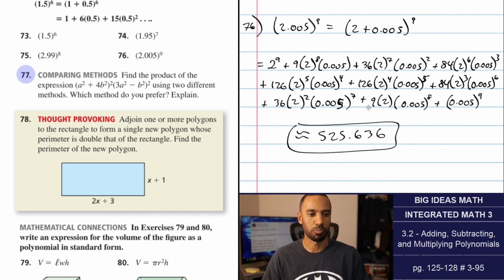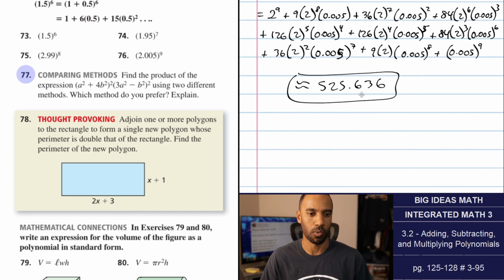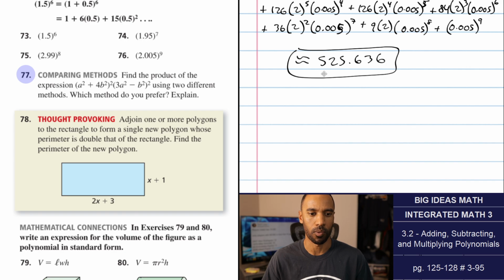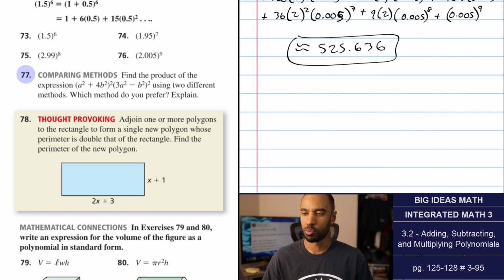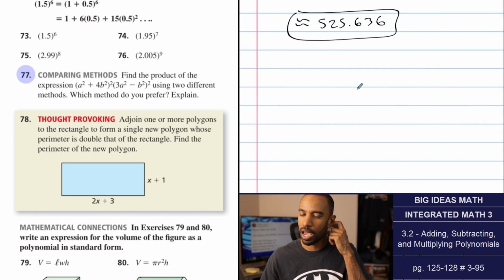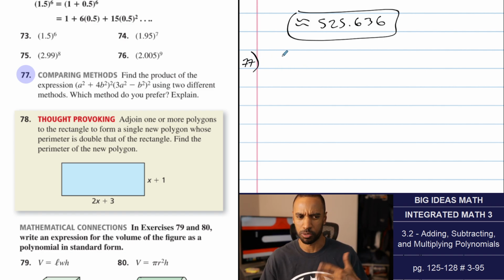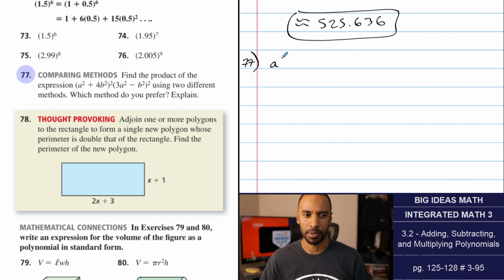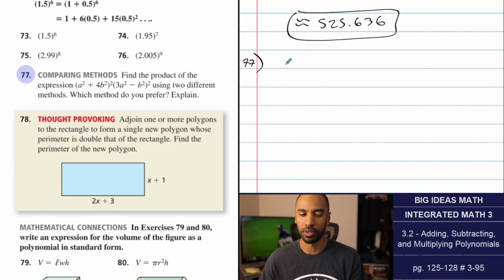All right, number 77, comparing methods. Find the product of the expression (a squared plus 4b) quantity squared times (3a squared minus b squared) quantity squared using two different methods. Which method do you prefer, and explain? I mean, the only two methods I can really think of are either foiling these, full-on expansion, or using perfect square trinomials. No matter what, it's going to be what it is. Or are they talking about Pascal's triangle? I don't know. If they're talking about Pascal's triangle, we don't need to know it if we know our perfect square trinomial bits. So I'm going to make sure that the two versions that I do are unique.